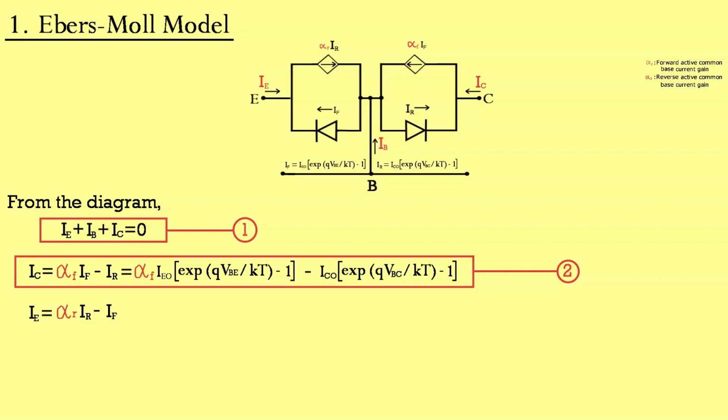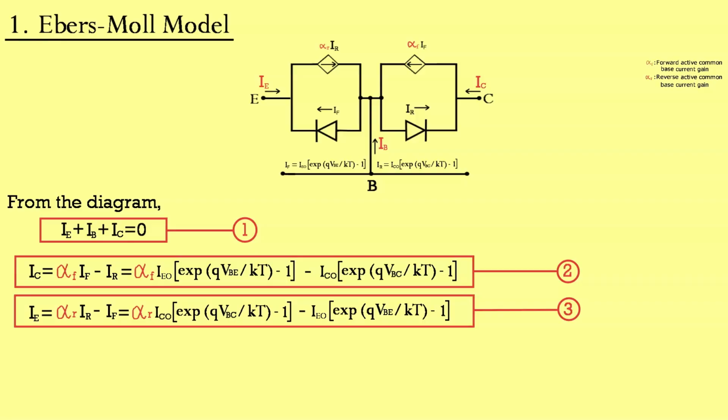Similarly, emitter current is equal to the reverse active mode common base current gain times the reverse active mode current flowing through the collector-base junction, minus the forward active mode current flowing through the emitter-base diode. Again, substituting the values of the currents, we get the expression for emitter current. Let this be the third equation. These equations of collector and emitter current are the most basic equations on which the Ebers-Moll model is based.